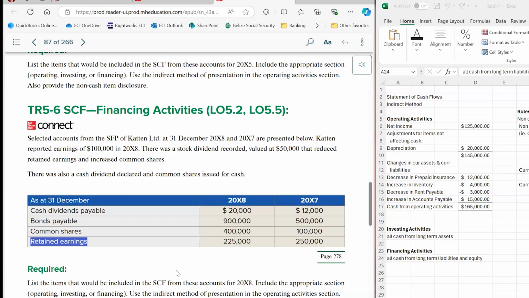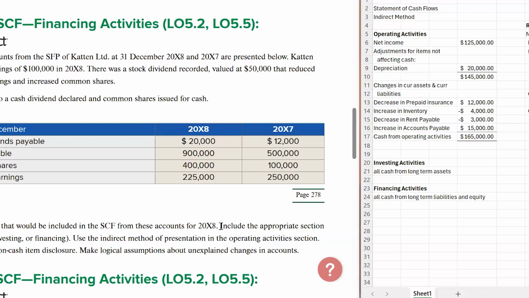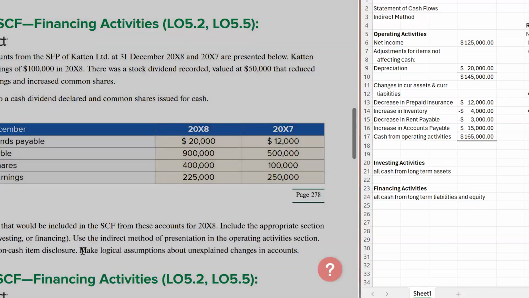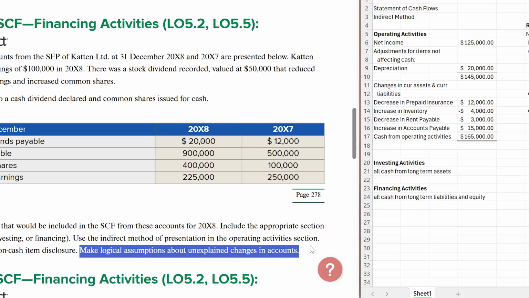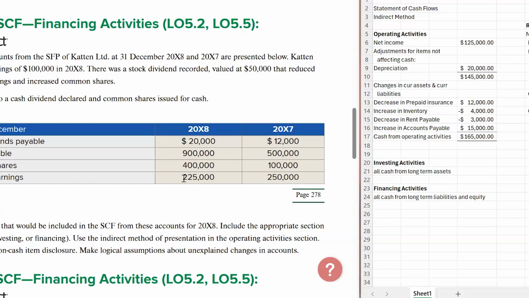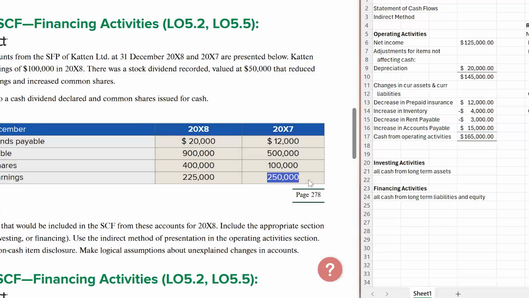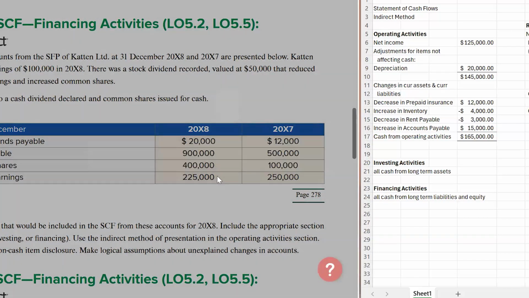Now, one thing I want to also mention about financing activities and investing activities is sometimes you have to solve for something they don't tell you in the question. So in this particular question, just to give you an idea of what I'm talking about, it says make logical assumptions about unexplained changes in accounts. And one thing I want to show is that in this question here, for example, it says that retained earnings is 225 this year, and it was 250 last year. Well, that means it went down by 25,000.